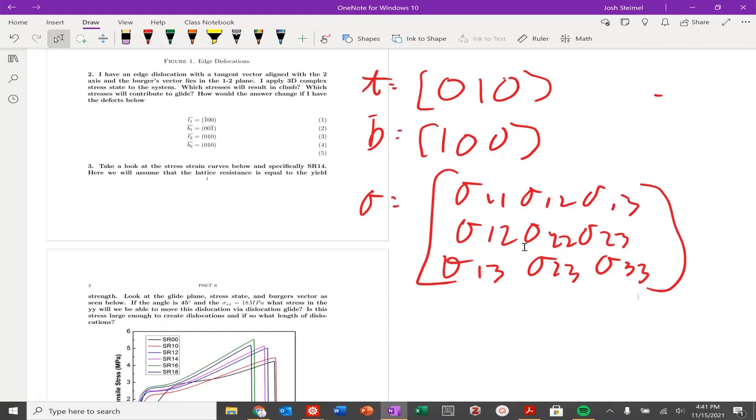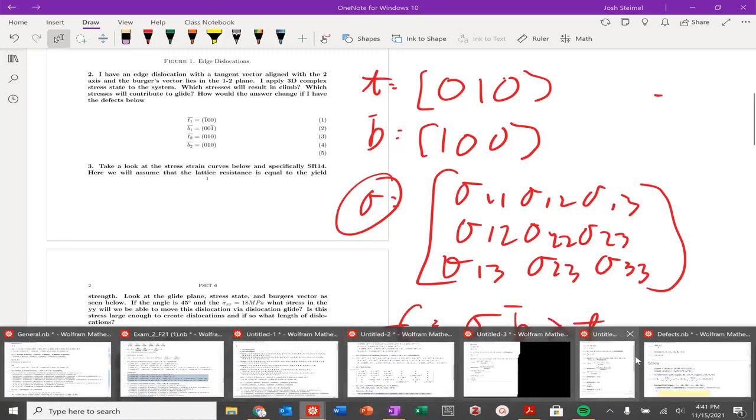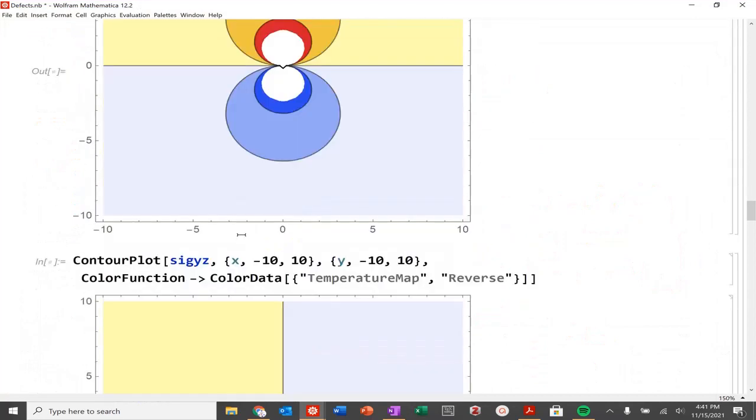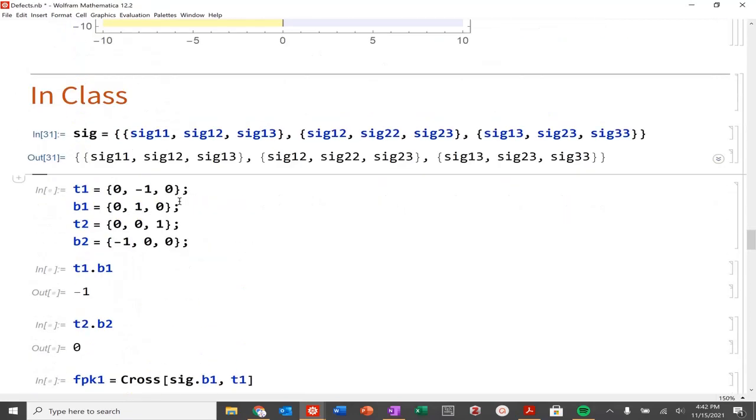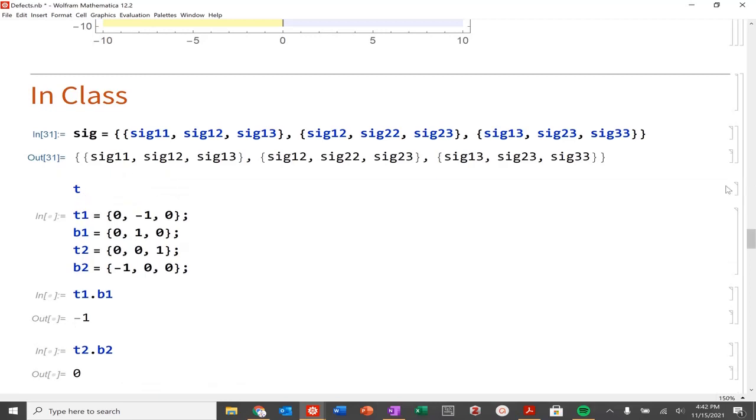So effectively, I have to look and calculate what is my Peach-Koehler force acting on this. So my force will essentially just be the stress that's applied, which is this stress in the system, dotted with my Burgers vector, and then I'm going to cross product with the tangent vector. So let's go ahead and calculate that. So actually here, this is my generic stress state. Here, I'm going to say that my T, actually we'll just call this TA, 0, 1, 0, just like we defined here.